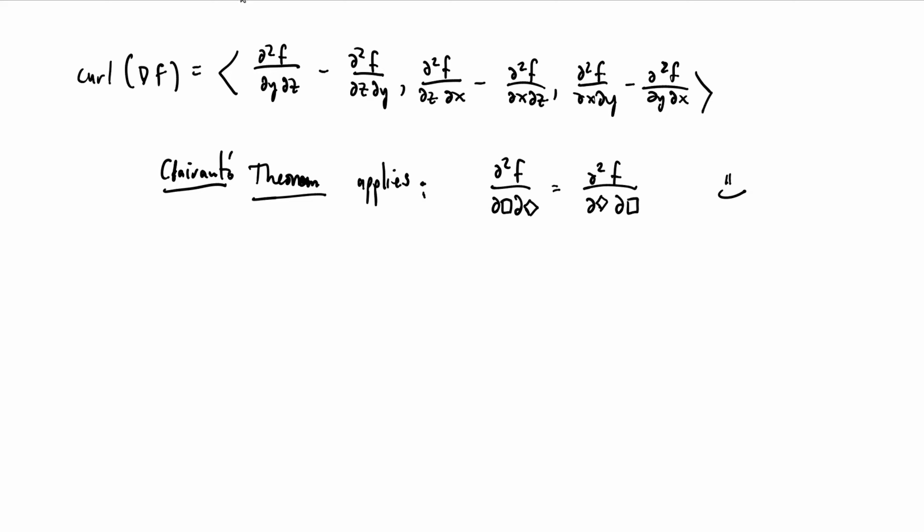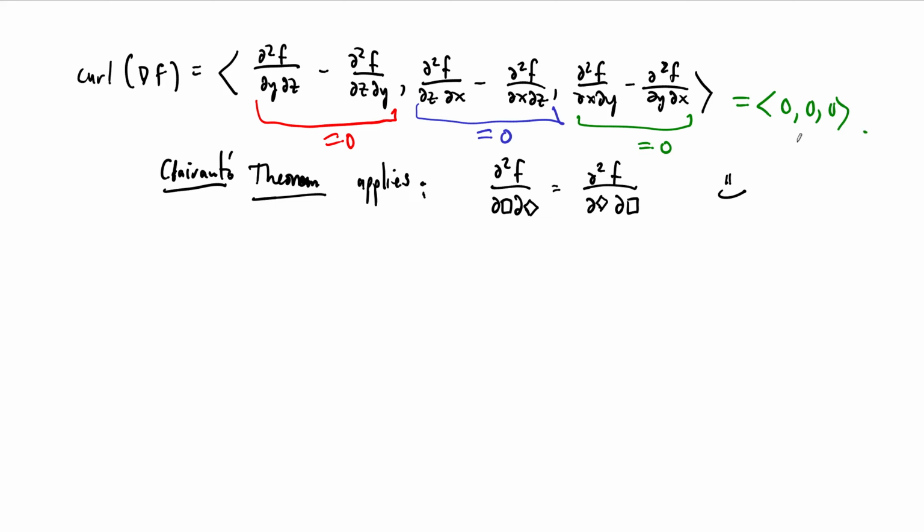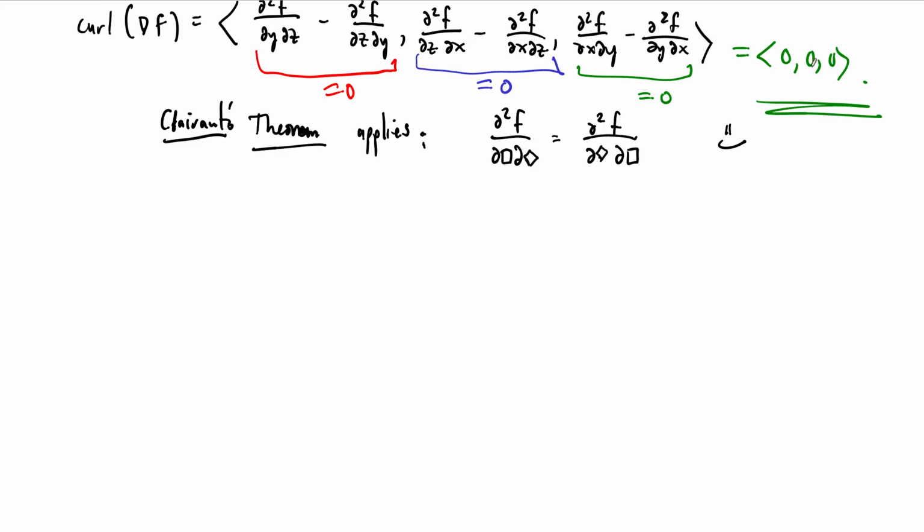Since these are equal, what does that tell us? Well, it tells us that this difference must be 0. Same thing here, this difference must be 0. And finally, this difference must be 0. And so what we end up with is that in this scenario, where the function just has to have continuous second partial derivatives, the curl of a gradient is always equal to 0, 0, 0, but this is a vector, right? So it's equal to the 0 vector.